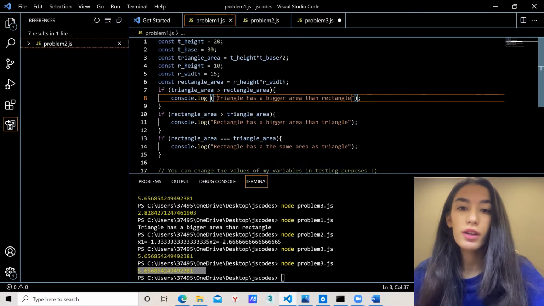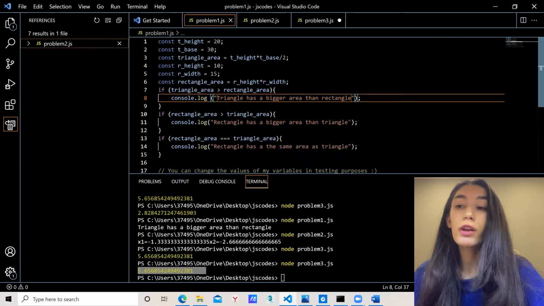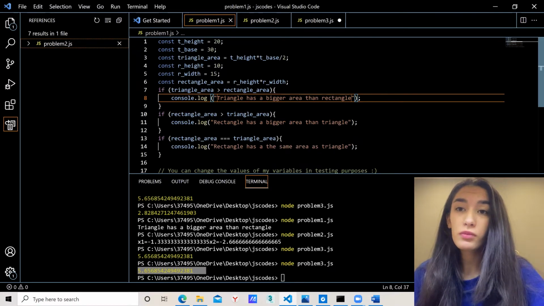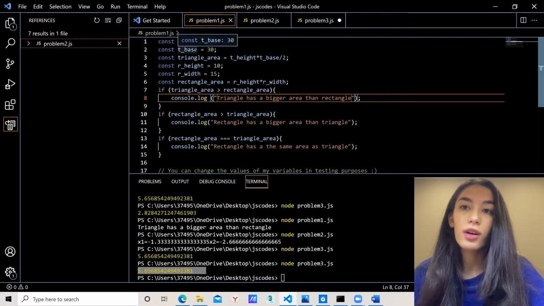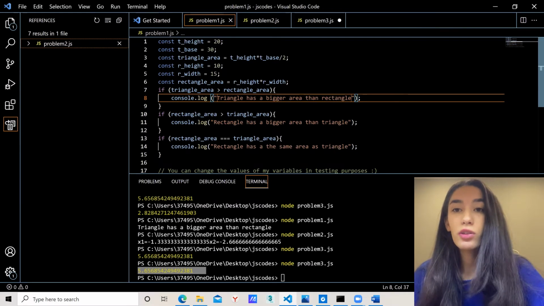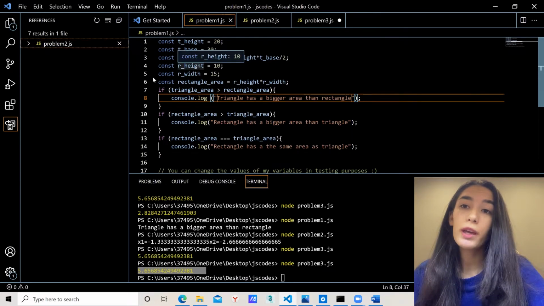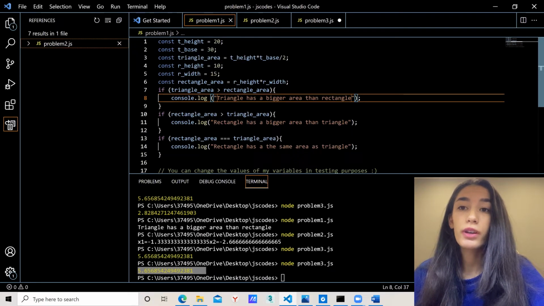The first one was telling us that we have two shapes, a triangle and a rectangle. It was telling us to run a program at the end of which we will get either triangle has a bigger area than the rectangle or rectangle has a bigger area than the triangle. And for doing that, we must assign random values to the base of the triangle and height of the triangle and height of the rectangle and width of the rectangle.